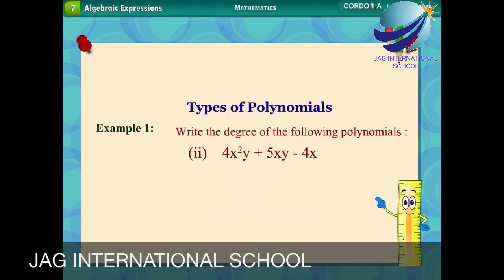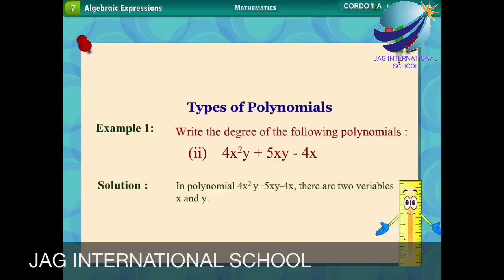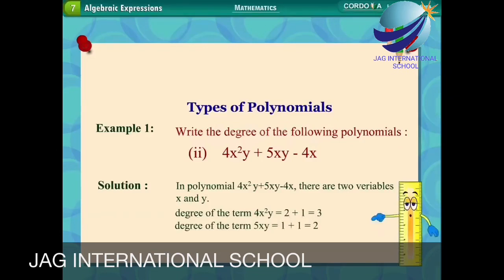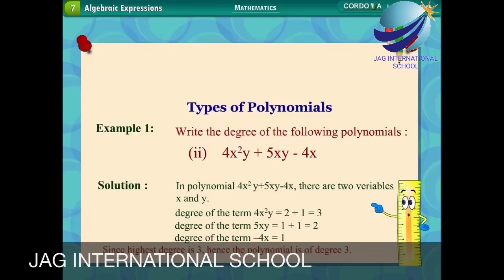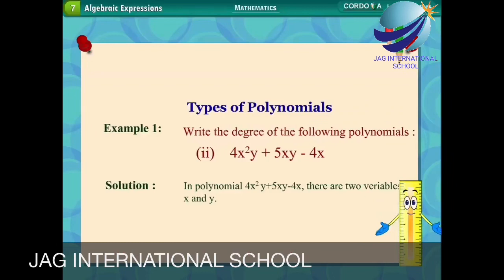4x squared y plus 5xy minus 4x. In polynomial 4x squared y plus 5xy minus 4x, there are two variables, x and y. Degree of the term 4x squared y is equal to 2 plus 1, which is equal to 3. Degree of the term 5xy is equal to 1 plus 1, which is equal to 2. Degree of the term minus 4x is equal to 1. Since highest degree is 3, hence the polynomial is of degree 3.